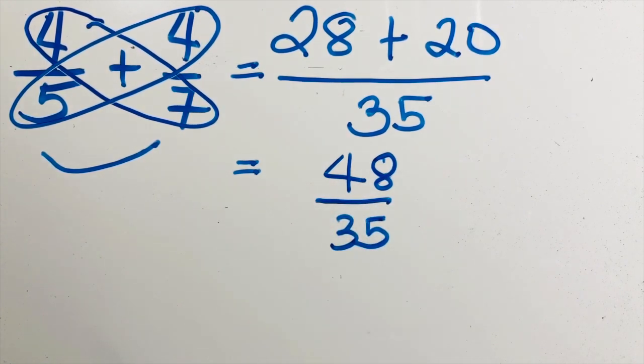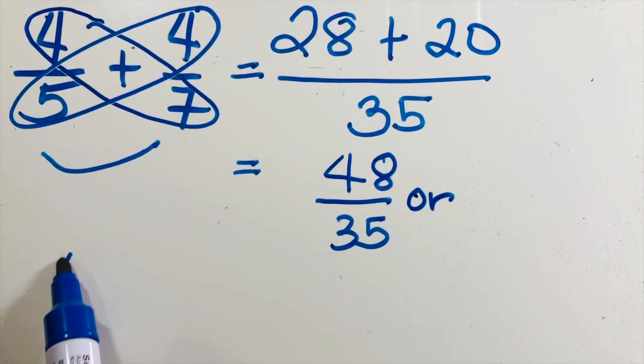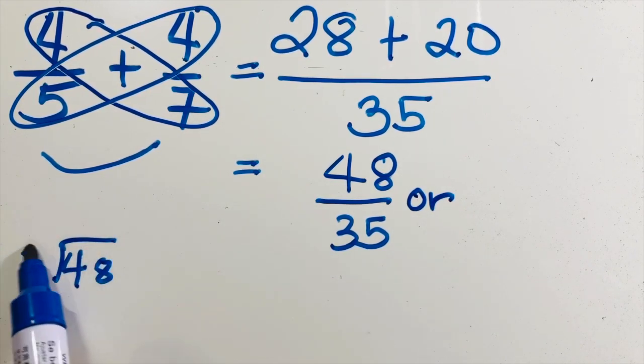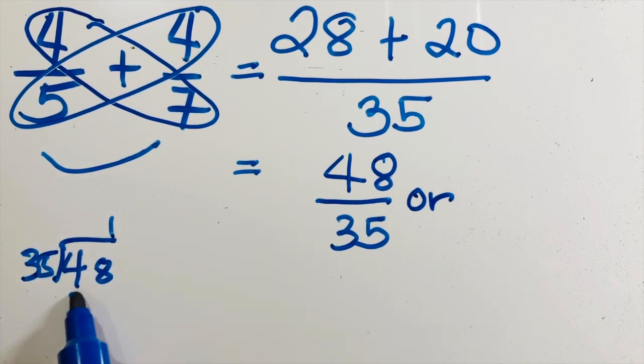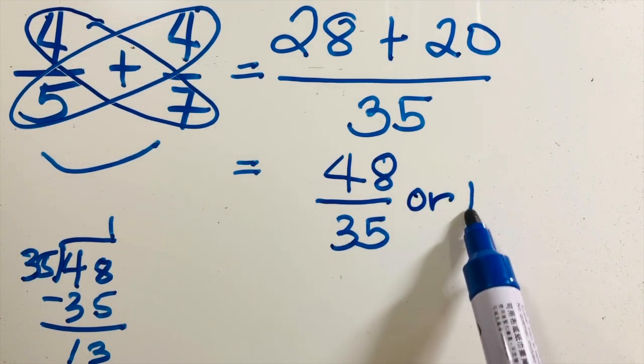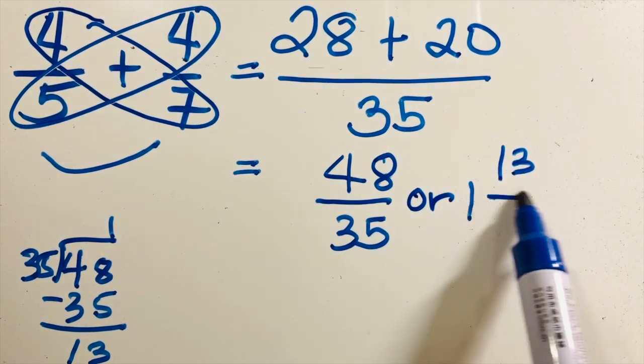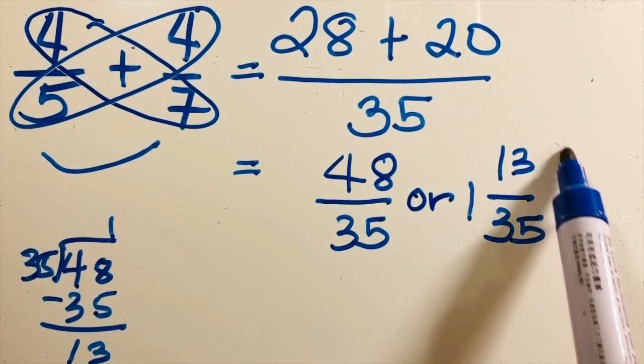In working with fractions, you must express your final answer in simplest form. So what is 48 over 35? This is simply divide 48 by 35: 1 times 35 is 35, and 48 take away 35 is 13. So therefore 48 over 35 is also equal to 1 and 13 over 35.